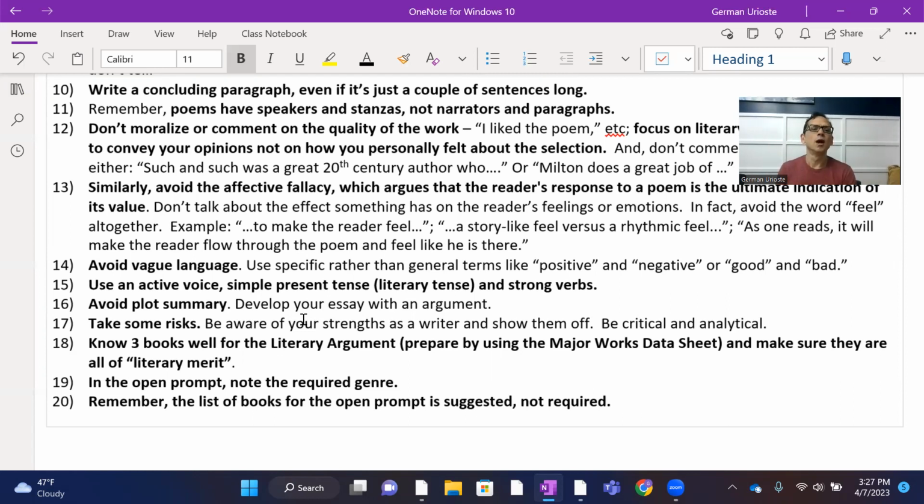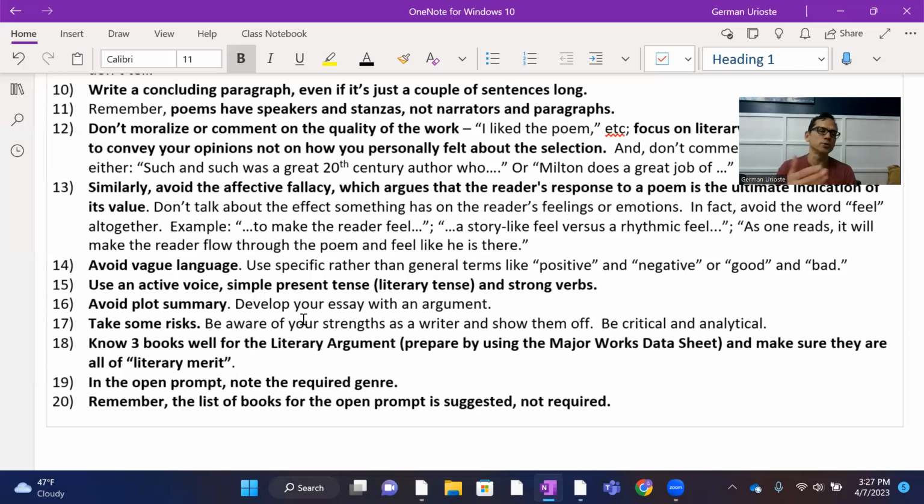Same thing, right? Take risks, number 17. Show off your strengths as a writer, right? Be critical, be analytical, and be confident. Number 18, remember for the literary argument, use that major works data sheet. Make sure you know 3 books backwards and forwards. Make sure they're all of literary merit, right? Don't just prepare 1 book. That's taking a gamble. Know 3 different books really well, and you'll probably be okay for the literary argument.